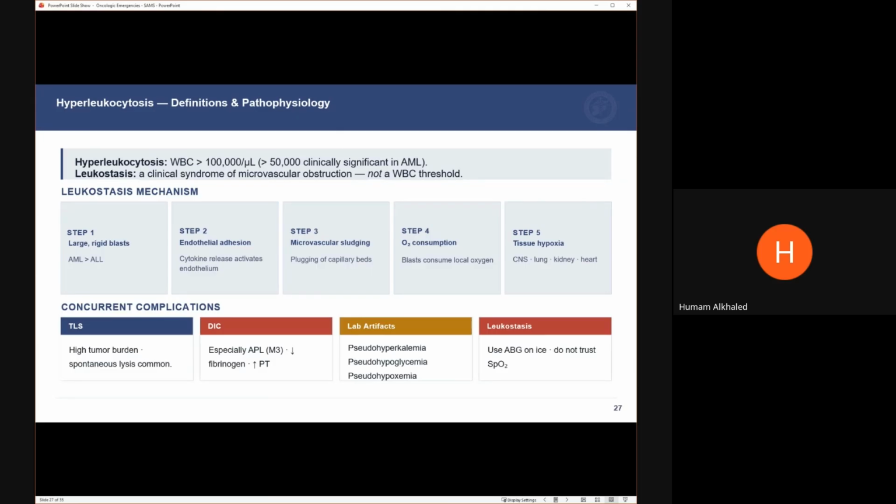And there are important lab artifacts you must know in these patients who have a high white blood cell count. These patients present with pseudo hyperkalemia. So the numbers that you're reading on the screen, sometimes it's not accurate, it's not representative. Pseudo hypoglycemia and pseudo hypoxemia. So you really want to make sure that you are assessing the patient that you have and not just the numbers that you have on the screen based on the labs.